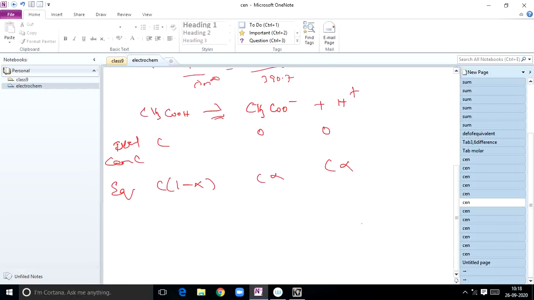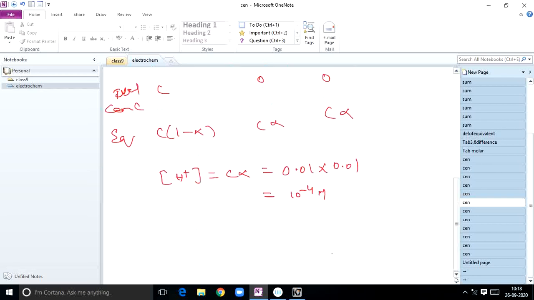So what he is asking, pH of the solution. From this, H plus ion concentration is equal to C alpha. C value how much, students? C value 0.01 and alpha value 0.01. So you will get 10 power minus 4 molar. So that is H plus ion concentration. So you already know pH. pH is equal to minus log of H plus ion concentration base 10. So that is equal to minus log of 10 power minus 4 base 10. That is equal to 4.